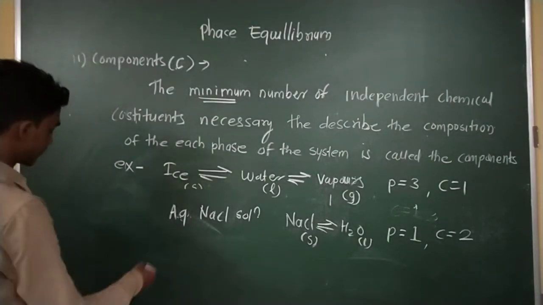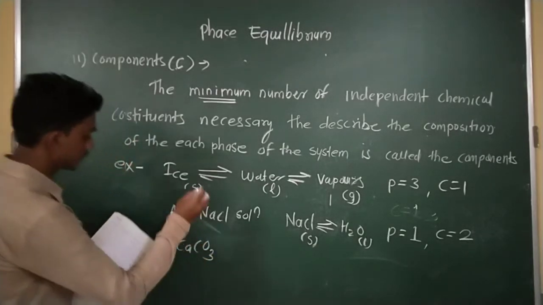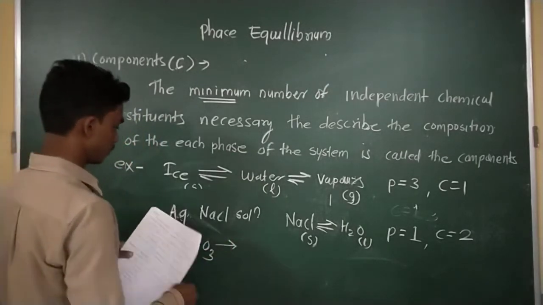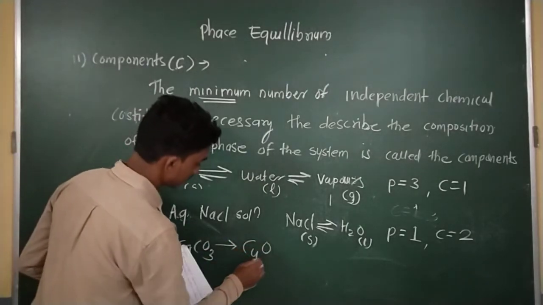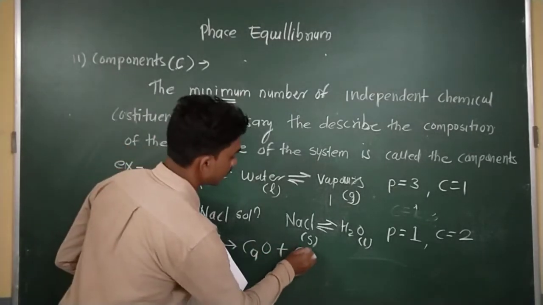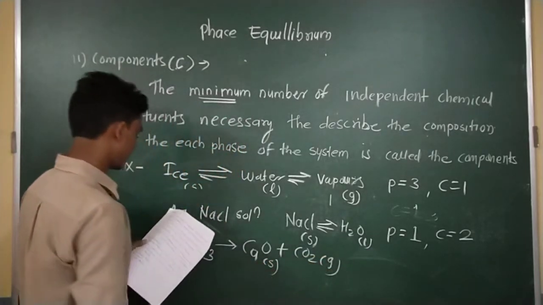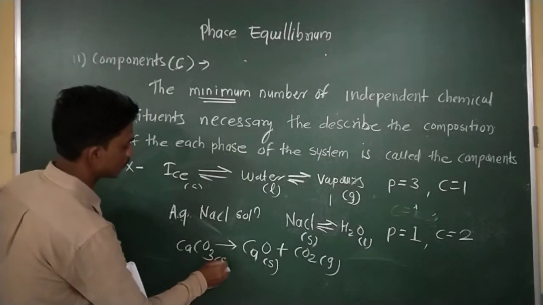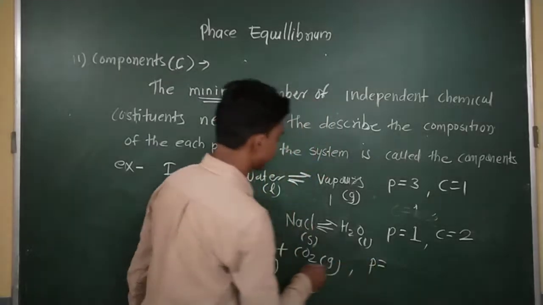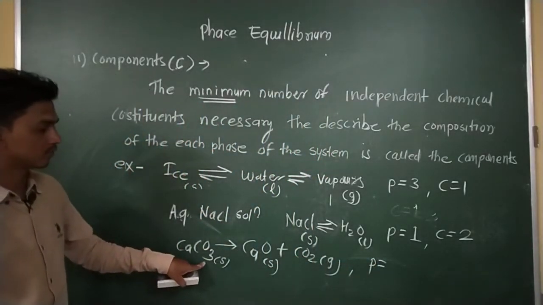Okay. Another example is there. I am writing here calcium carbonate, and this reaction is written like that: calcium oxide plus carbon dioxide. This is gaseous state, this is solid state, and this is also solid state. So the number of phases in this system are what? How many phases?